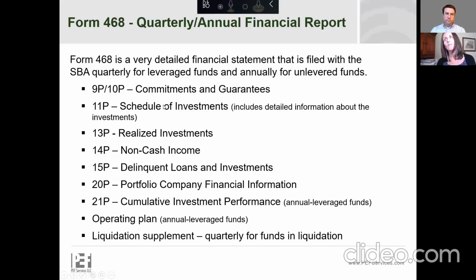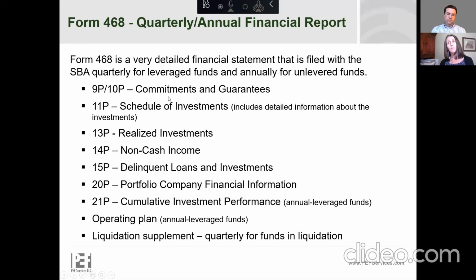So the 468 is basically the detailed financial statement that the SBICs are filing. If they're levered funds, they're filing it quarterly. If they're unlevered funds, they're filing it annually. And the unlevered funds have less reporting requirements. So some of the information included in these forms isn't required of the unlevered funds, but I'll try and point that out as we go through it. I'll focus on a couple of the forms with, I think, what is the most relevant information, but if there's information on some of the other pages that will be useful to you, I can pull them up at the end and walk through that as well.